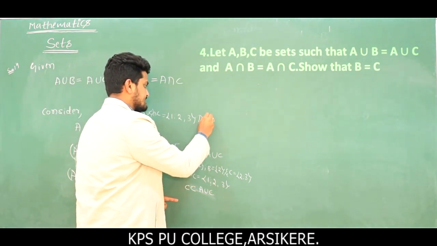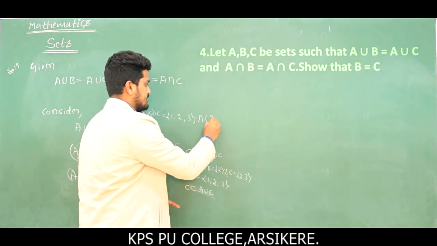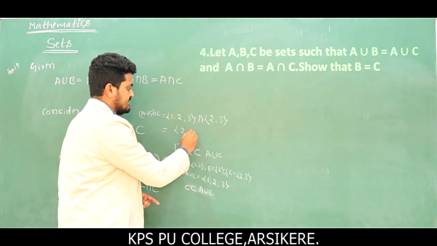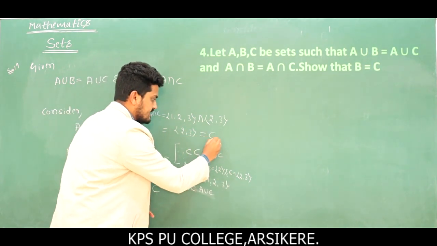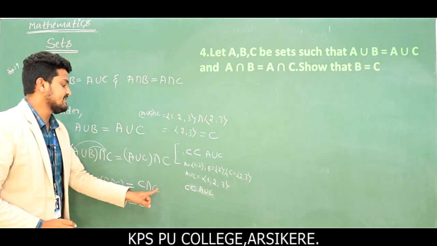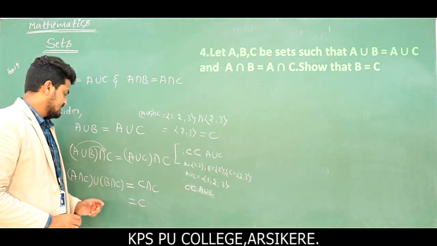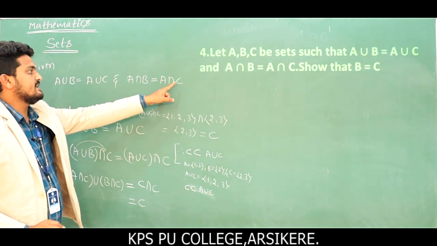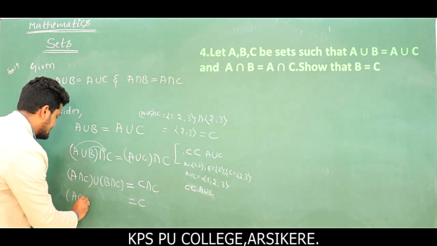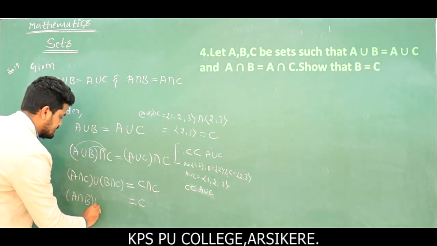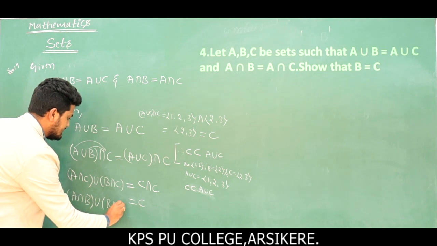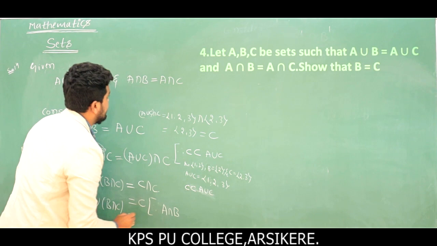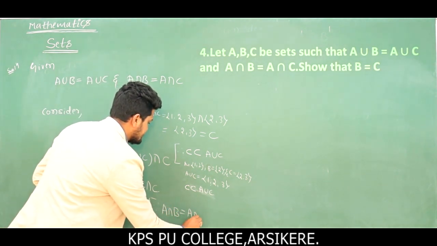Check the value of A union C intersection C, which is equal to A union C value 1, 2, 3 intersection C. What is the value of C? 2, 3. So if you do the intersection, what do you get? 2, 3. So 2, 3 is nothing but what? C. So C intersection C is equal to C. Therefore, by using this condition, A intersection C is equal to A intersection B union B intersection C, because A intersection B is equal to A intersection C.